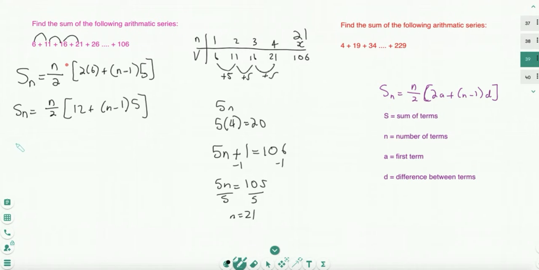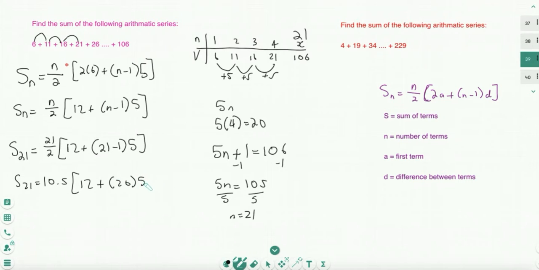So n is 21. So the sum of the first 21 terms is equal to 21 over 2, brackets 12 plus number of terms, 21 minus 1, times 5. 21 divided by 2 is 10.5. 12 plus 20 times 5 is equal to 10.5 times 12 plus 20 times 5. 20 times 5 is 100.